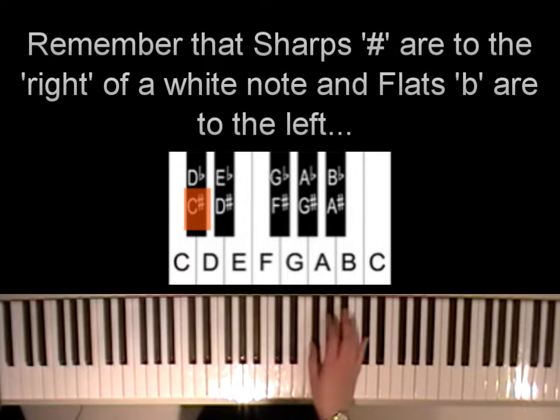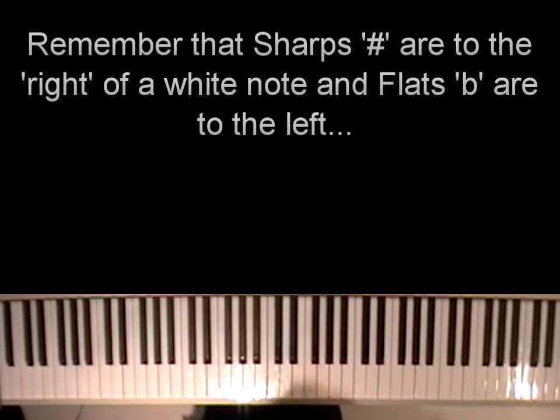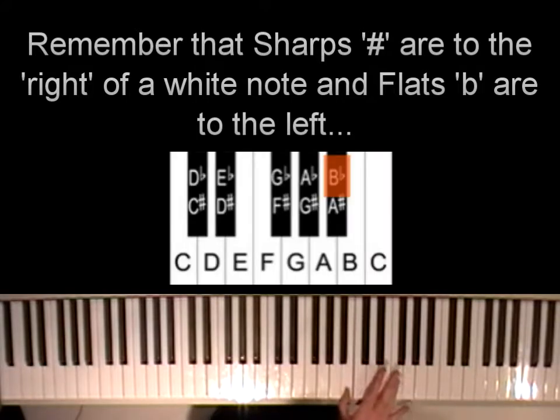Okay, then flats. So you may see some flats in some of the videos. Flats are to the left of a white note. So if we find B, for example, so C, D, E, F, G, A, B. Flats are going to be to the left. So here's B and the flat is B flat.